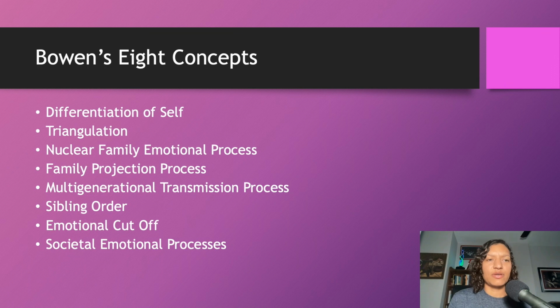The last thing I'll talk about here on the slide is the multi-generational transmission process. This is fascinating. It describes how the ability to build healthy and intimate relationships with others can be passed down through generations within the family, or conversely, how unhealthy relationships or unhealthy behaviors can be passed down, or how traumas can be passed down.